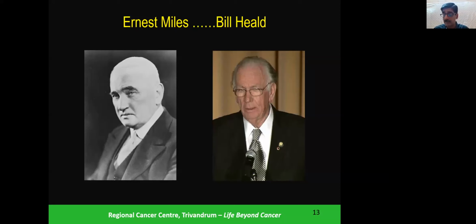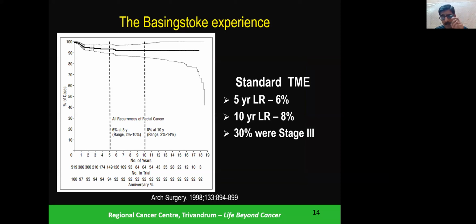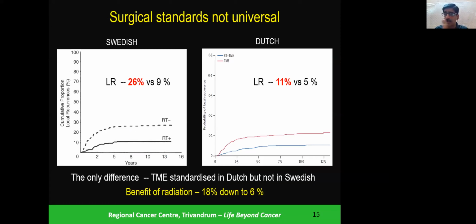Now, if you look at the Basingstoke experience, Basingstoke is the place where Bill Heald worked, they found that the 5-year local recurrence by standard TME is just 6% and 10-year local recurrence 8%, just with surgical standardization alone. So that is the importance of sticking to TME principles. And again, the surgical standards are not equal across the globe. If you look at the Swedish trial, you can see that local recurrence with surgery alone is 26%. But when you add radiation, the local recurrence comes down to 9%. So there's a huge improvement by addition of radiation. But when you look at the Dutch trial, the local recurrence is 11% with surgery alone. But if you give radiation also, the local recurrence comes down to 5%.